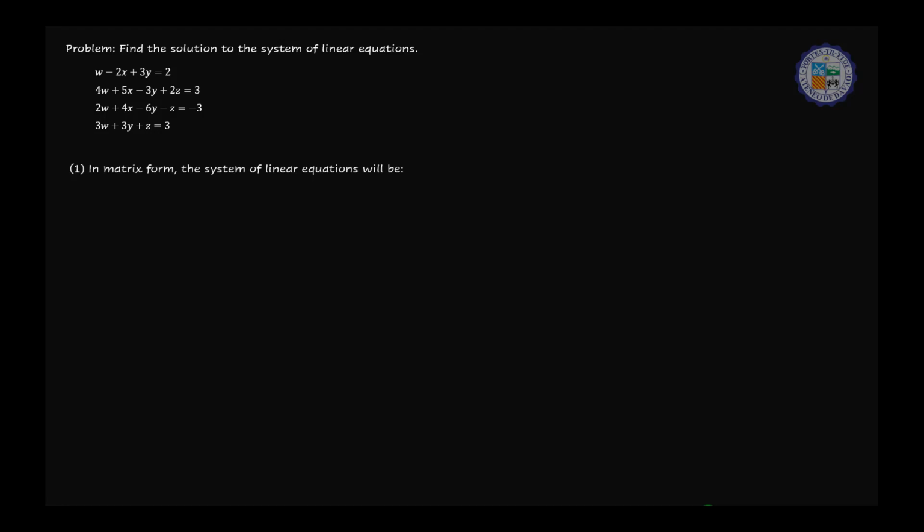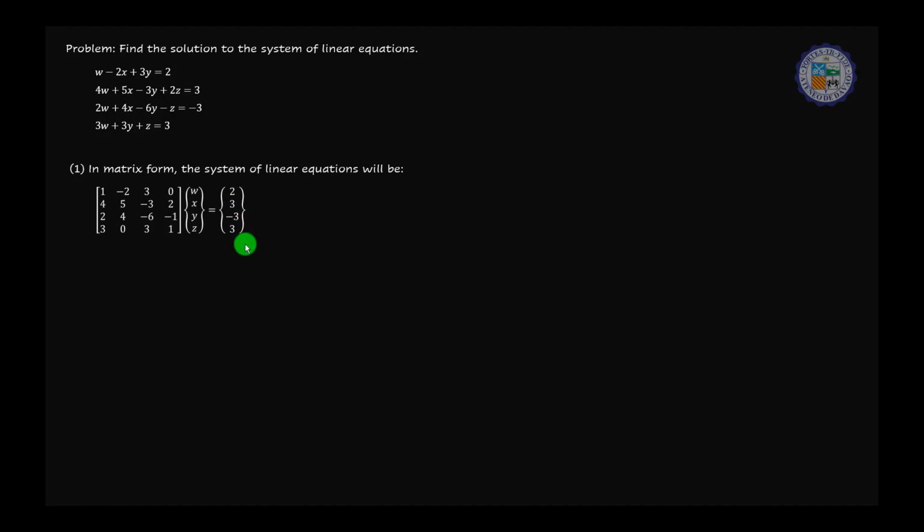In matrix form, the system of linear equations will be the 4 by 4 matrix, which is the coefficient matrix, followed by the 4 by 1 vector, which is the vector of unknowns, and on the right side of the equation we have the vector of constants.